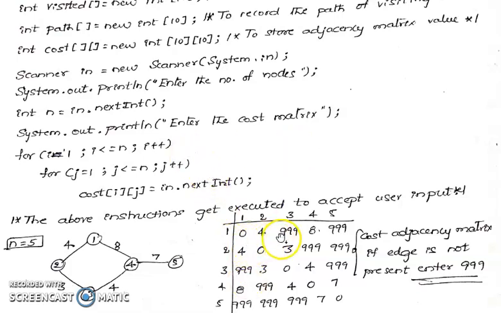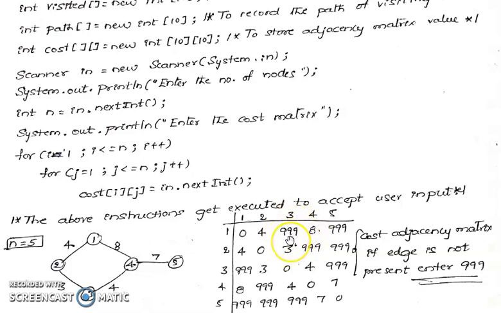0, 4, space 999. Why 4? From 1 to 2, we have an edge of weight 4. But from 1 to 3, I don't have a direct edge. Whenever you don't have a direct edge, we would use infinity, which we understand when solving the problem as indicating that there is no direct edge. But when you are giving input to the computer, you should fix some value.